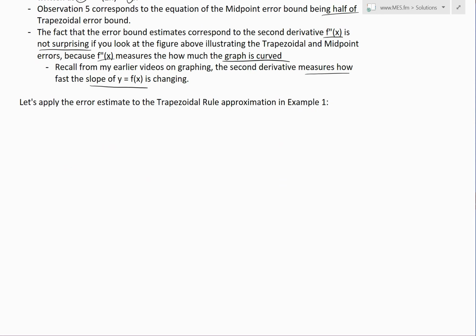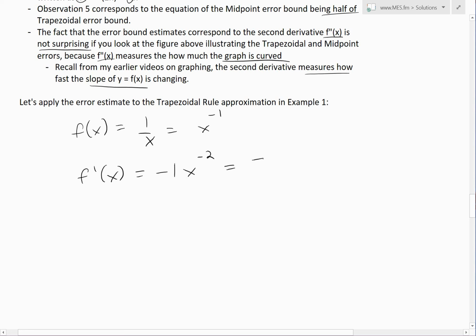So now let's just do a quick example. Let's apply the error estimate to the trapezoidal approximation in example 1. So we have f of x equals 1 over x, which you could write as x to the negative 1. Now the first derivative is, putting the negative 1 down, negative x to the negative 2, which is negative 1 over x squared. Now applying the second derivative, putting this negative 2 down, you'll have a positive 2 times x to the negative 3, which equals 2 over x cubed.